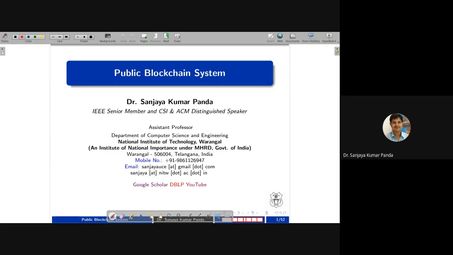I'll also tell you how to generate a random key, how to generate a public key, how to generate a private key, and how to generate an address. With a particular text, how you can generate its SHA 256 key. These things we will discuss followed by my lecture, right?